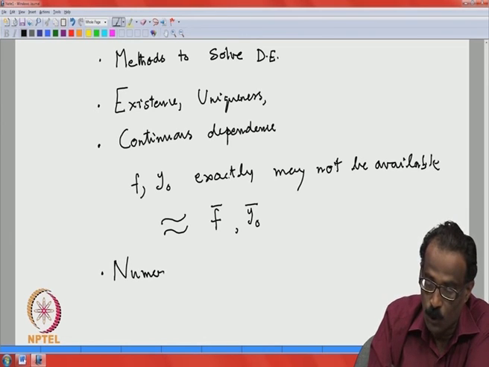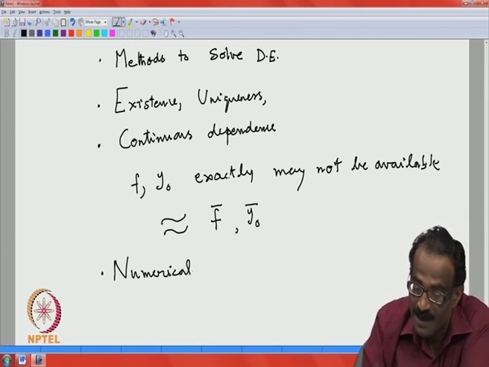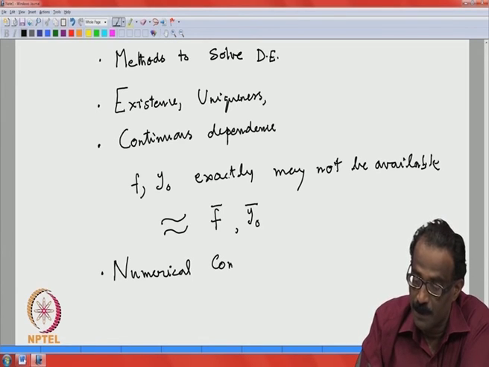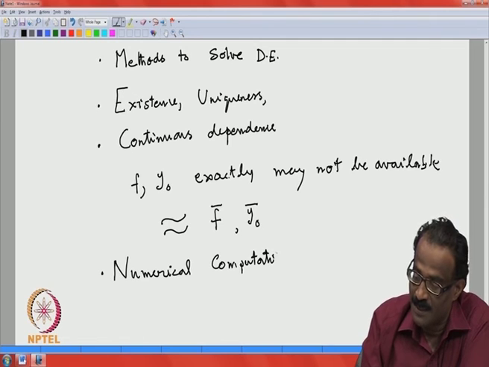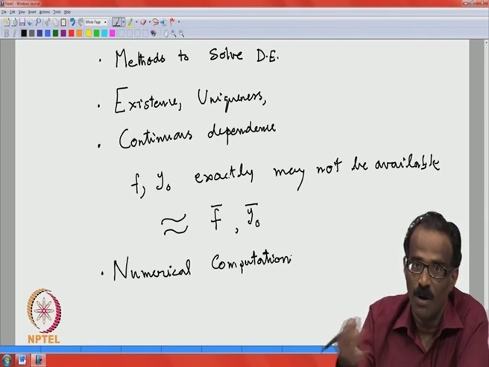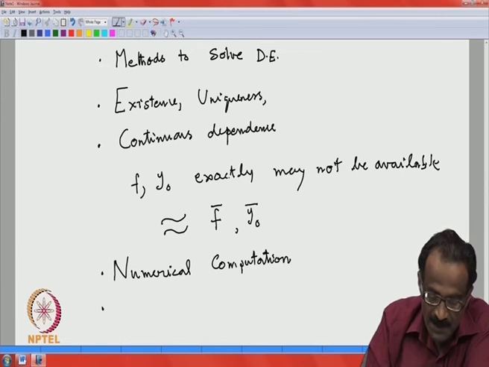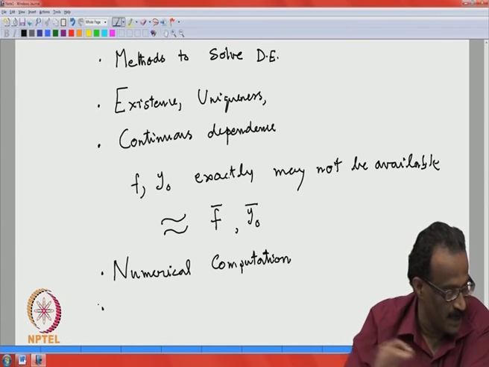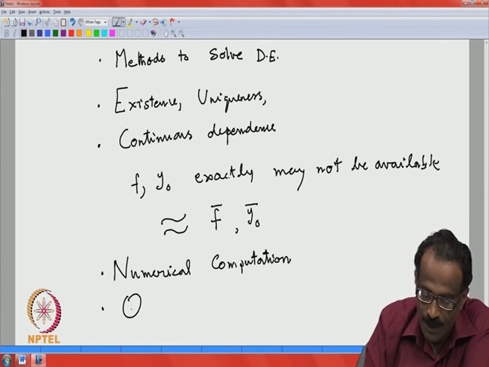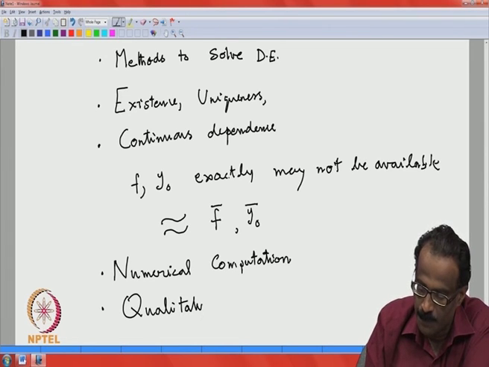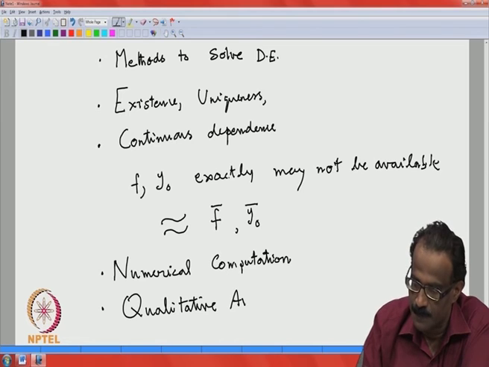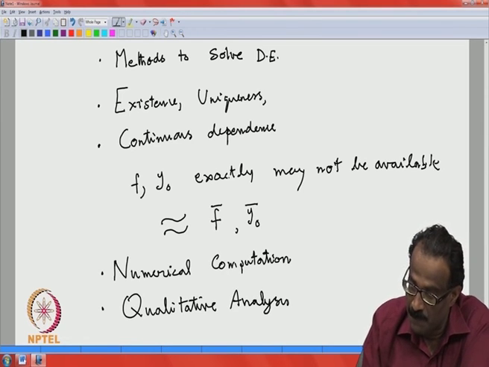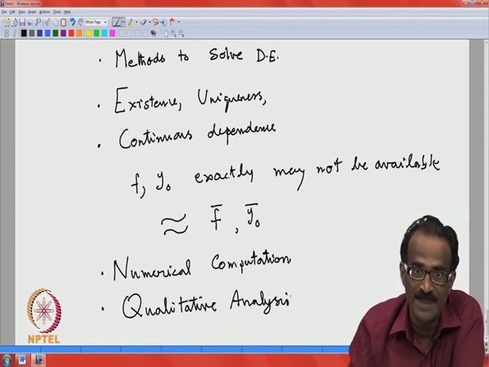You were already told why you need to understand numerical computation, because you may not have a solution, but engineers and scientists want values. And the last and important part which we will be covering is what is called the qualitative analysis. You see, this also has multiple purposes.